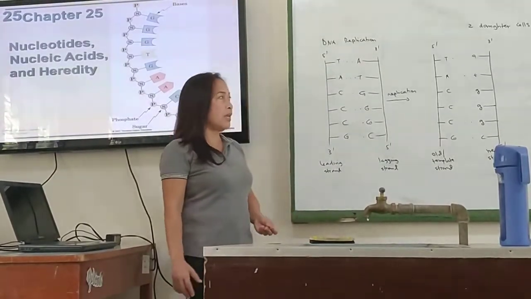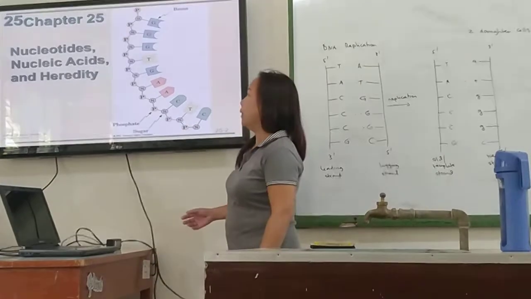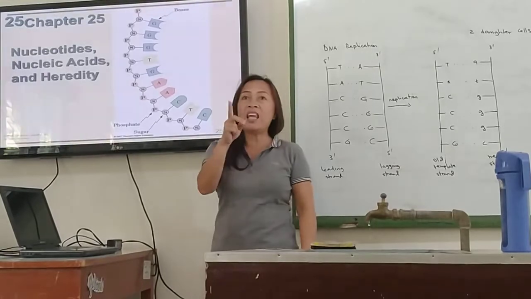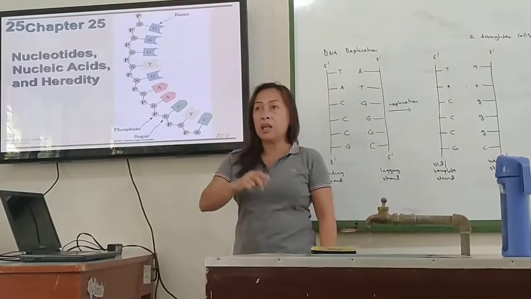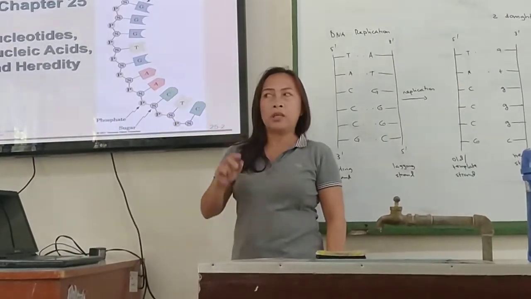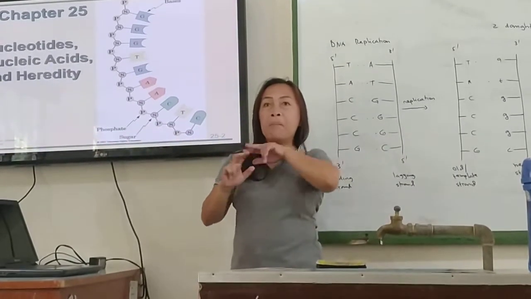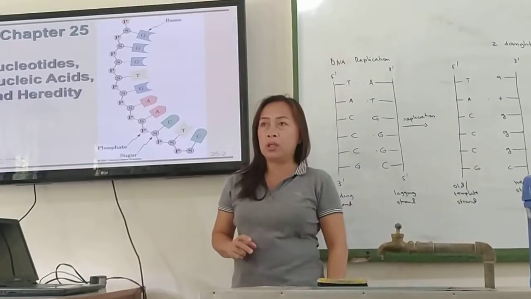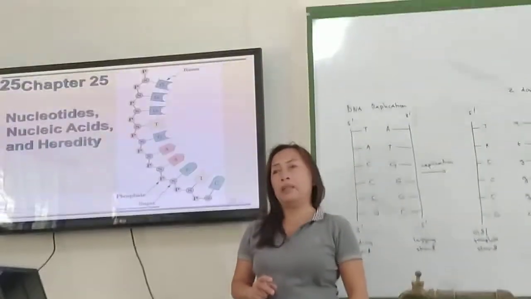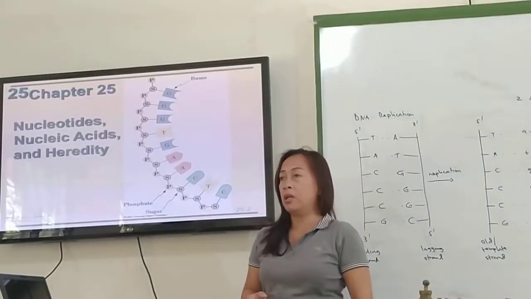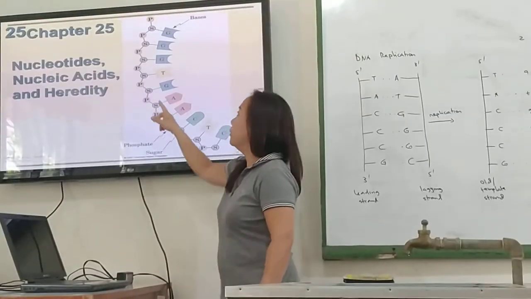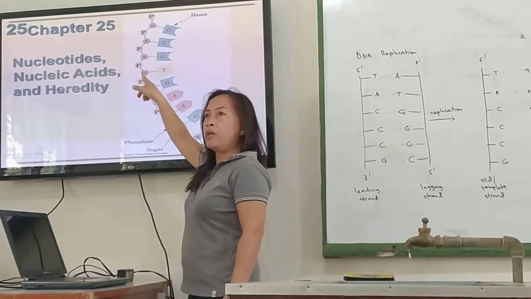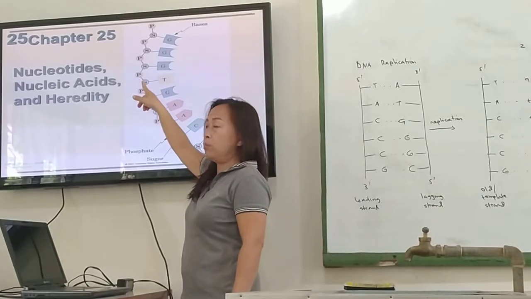Another difference is the sugar. For DNA, the sugar is deoxyribose. When you say de, it means removal; oxy, removal of oxygen. So the ribose minus the oxygen is deoxyribose, and that is what DNA is composed of. So this is now the sugar, deoxyribose. But for the RNA, it is ribose.